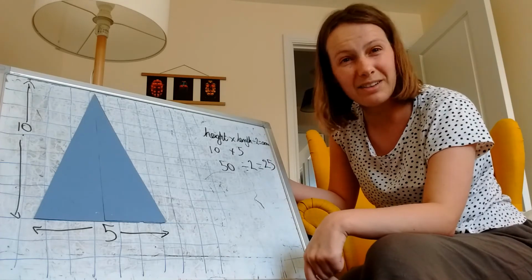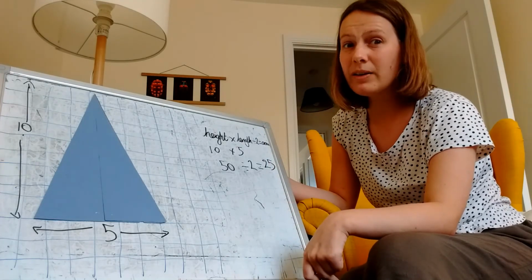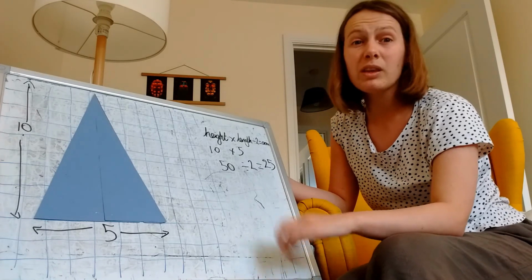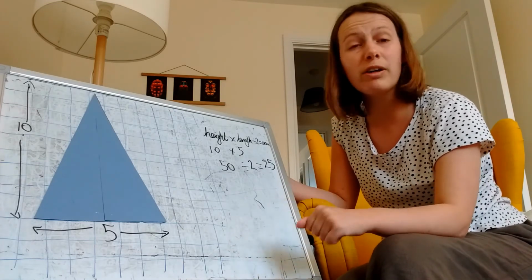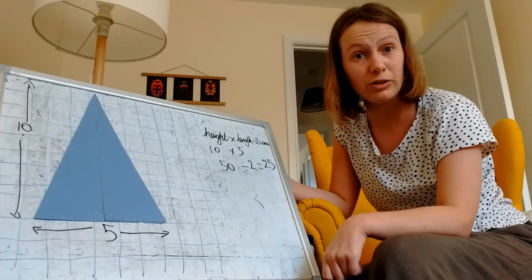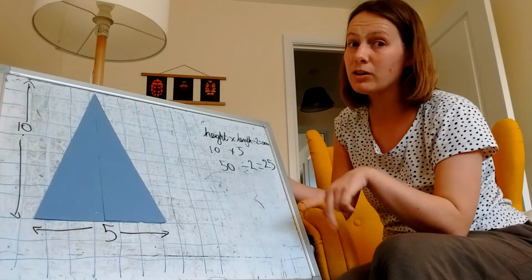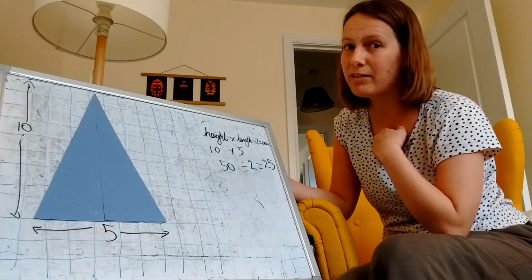Hopefully this helps you get your head around the area of triangles. Definitely, if you have time, get some pieces of paper and some scissors, draw triangles and rectangles and cut them out and prove to yourself that the area of a triangle is half of the area of a rectangle.